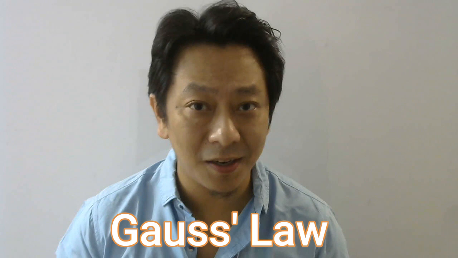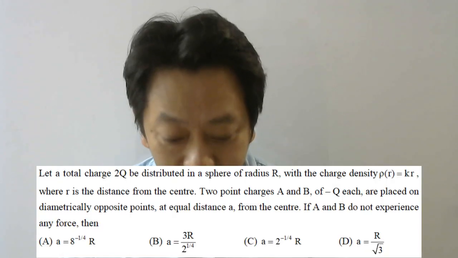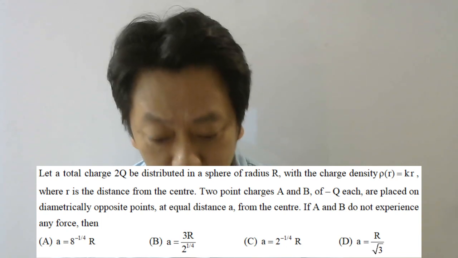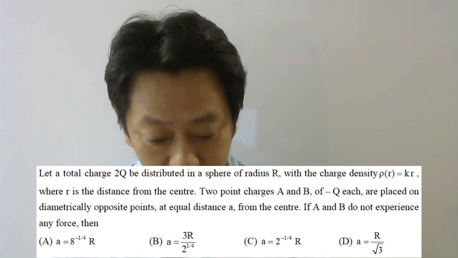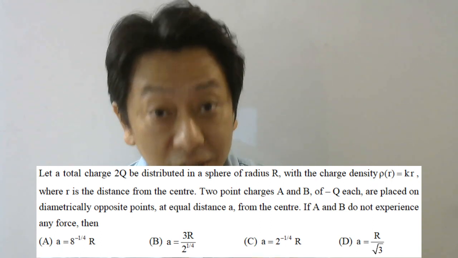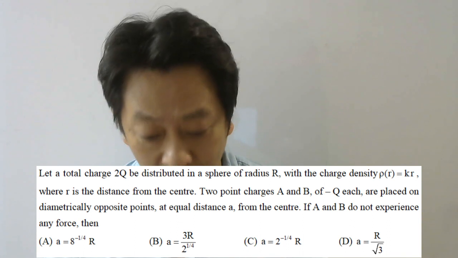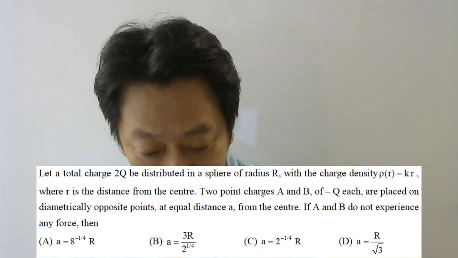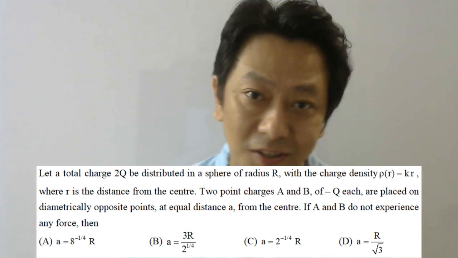Hi everyone. Today we'll do a problem from the topic Gauss Law in electrostatics, which is in class 12. The question says, let a total charge 2q be distributed in a sphere of radius capital R with the charge density given by rho equals kr, where r is the distance from the center. They should mention that k is a constant.